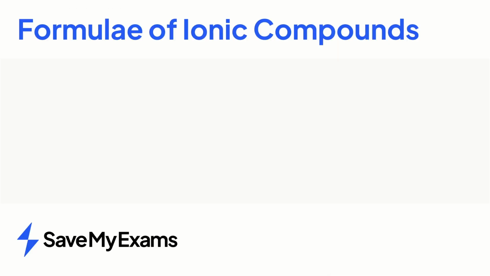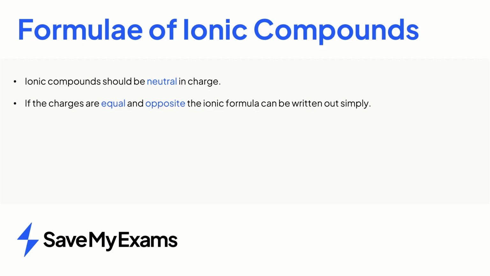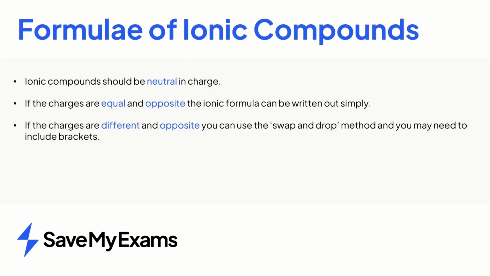In summary, you need to be able to write the formulae for ionic compounds. Remember that ionic compounds should be neutral in charge. If the charges are equal and opposite, the ionic formula can be written out simply. If the charges are different and opposite, you can use the swap and drop method, and you may need to include brackets. Make sure the charges from the positive and negative ions add up to 0.